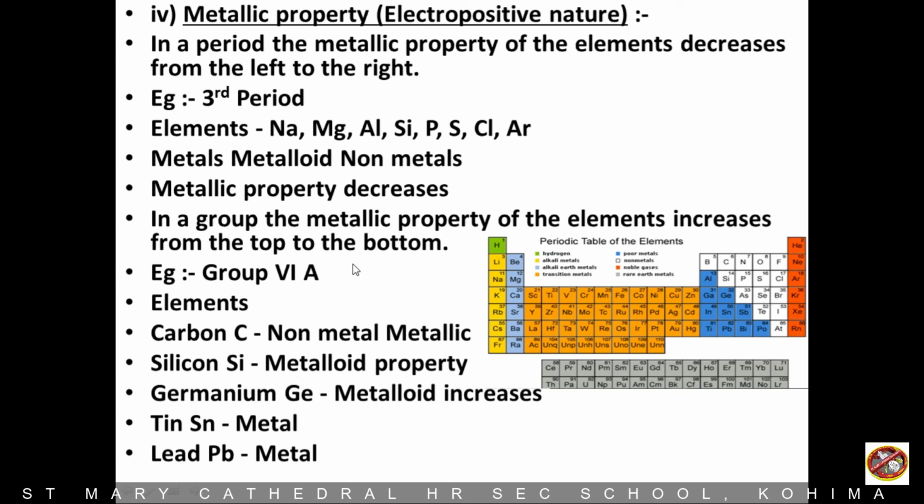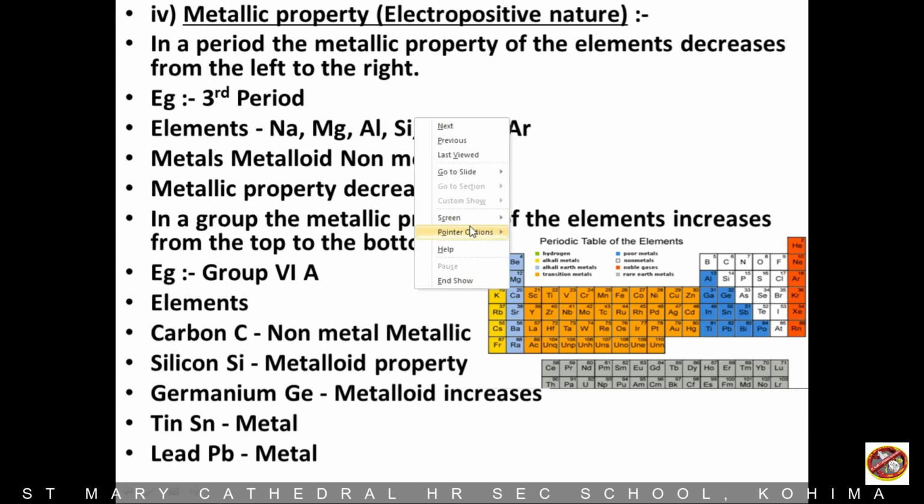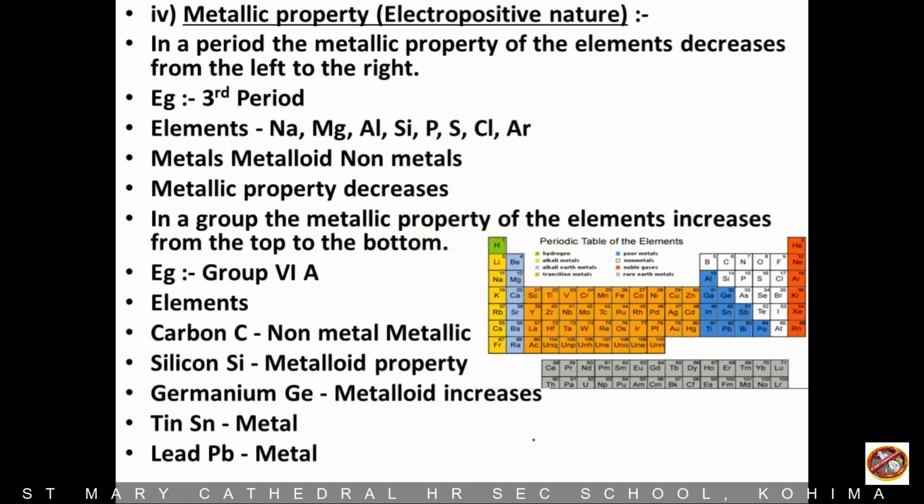Now, this is the last point over here: metallic property, also called electropositive nature. In a period, the metallic property of the elements decreases from left to right. Why does the metallic property decrease from left to right? Let us see from an example, period number 3, that is sodium to argon.